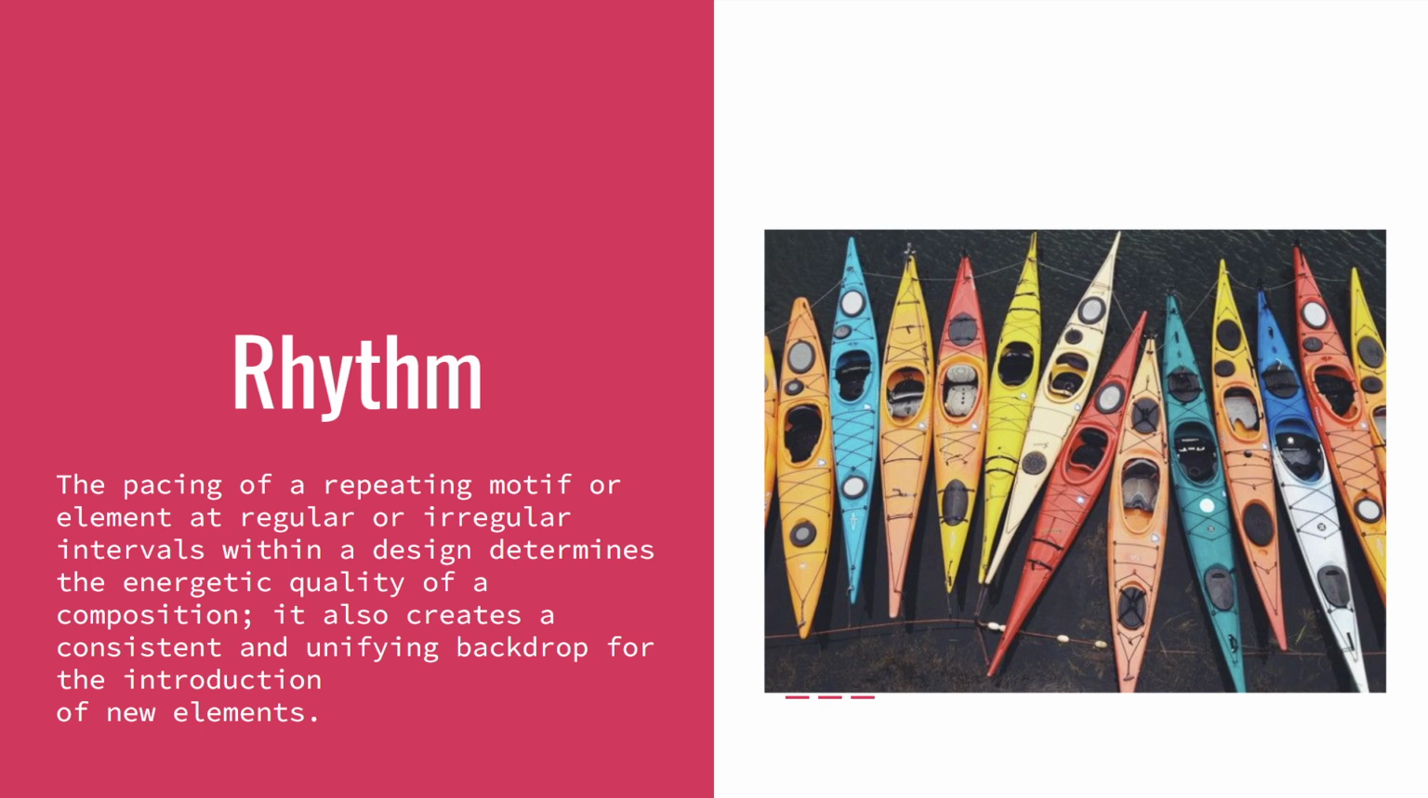So in this example here with the kayaks, we have a very regular rhythm. So I would say that's more of a harmonious rhythm. You can have irregular rhythm. The way that we create rhythm here is through the repetition of elements and the intervals between them. So it's very, very similar to pattern, and we'll go over that in a little bit. But the rhythm is the way that it takes you through a piece, right?